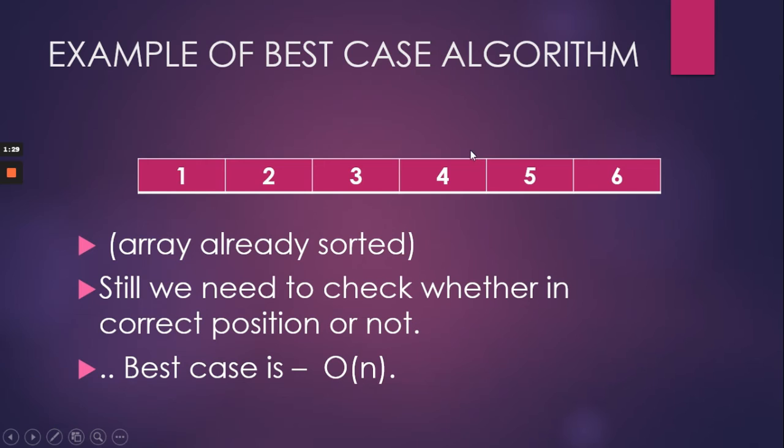For an example of the best case, I choose 1 2 3 4 5 6 as the array. This array is already sorted, but we still need to check whether it is in the correct position or not. So we can see that all are arranged in the proper position. So the best case is O n.